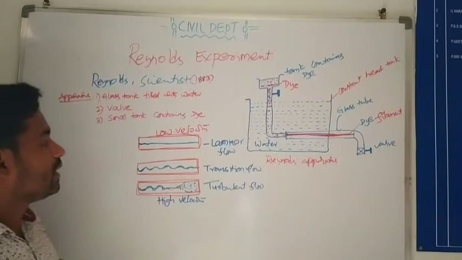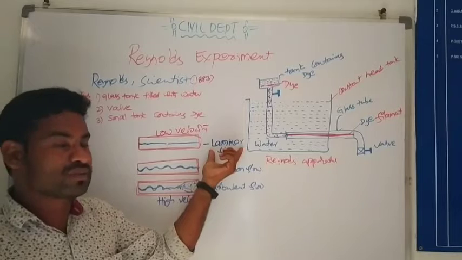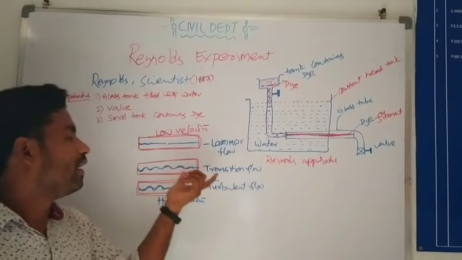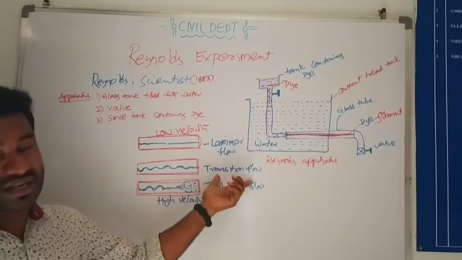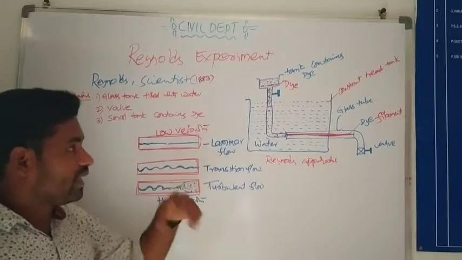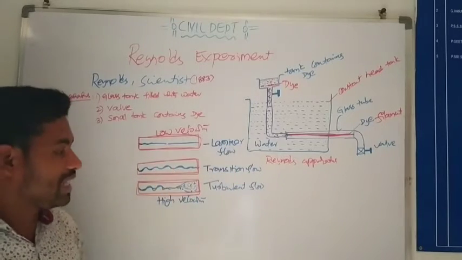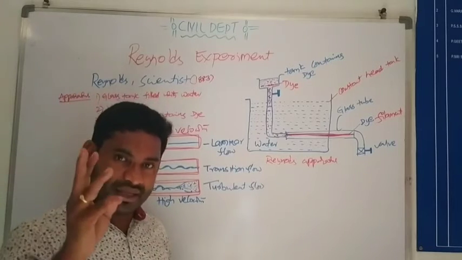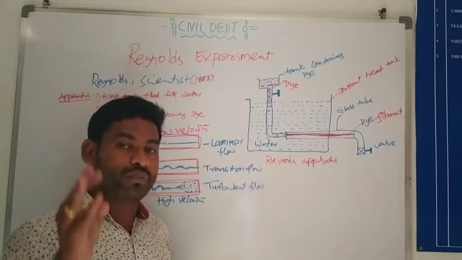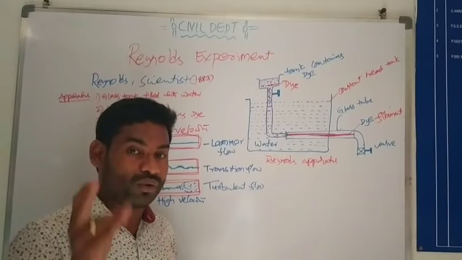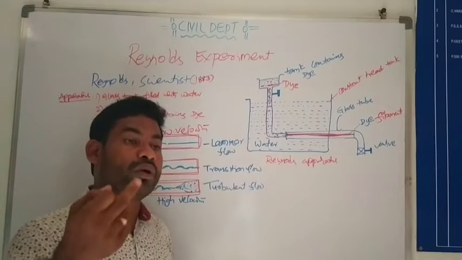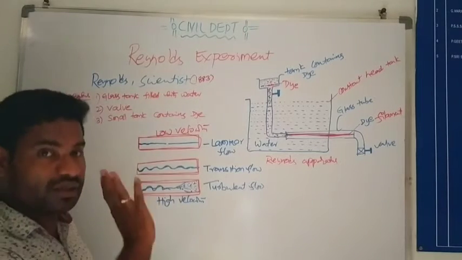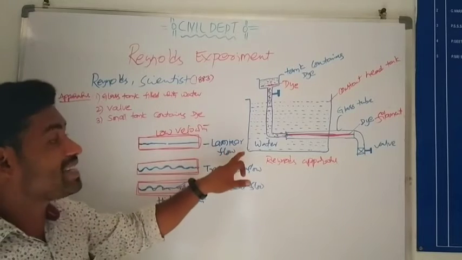So he found that at low velocity the flow is called laminar flow. At high velocity the flow is called turbulent flow, and in between that is called transition flow. So once again, what is laminar flow? I already told in the previous class about types of flows: steady, unsteady, uniform, non-uniform, laminar, turbulent, incompressible and compressible flow. There I already explained what is laminar flow and what is turbulent flow. Here also I am explaining once again.